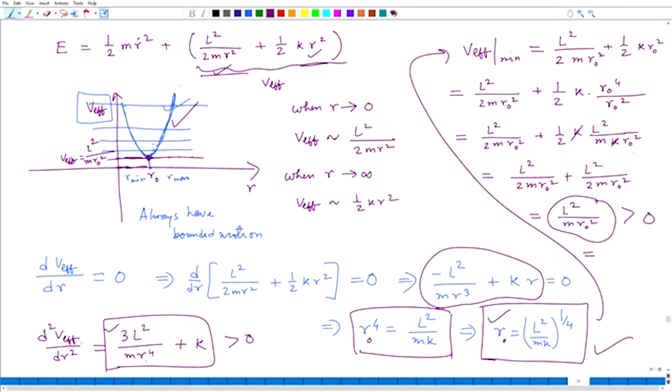So, this expression I can also write as L square by m. Now, 1 by r0 square I can write as root mk by L, and I can have L root over k by m. Now, remember, we have also discussed the exact solutions of simple harmonic oscillation, root over k by m is nothing but the omega, right, the natural frequency. So, V effective minimum is exactly equal to L times the natural frequency of the oscillator. Okay. This is very important result for a simple harmonic oscillator in 2 dimensions.